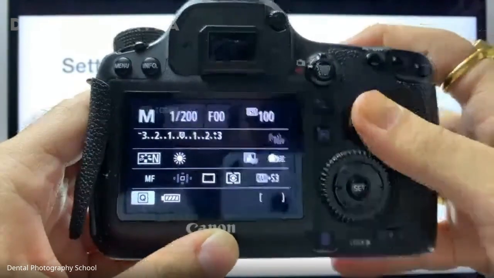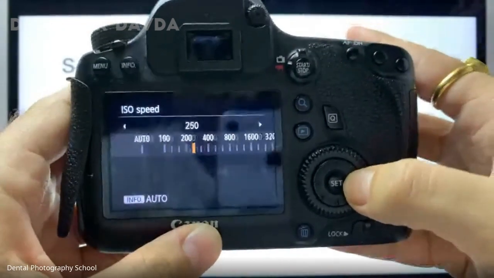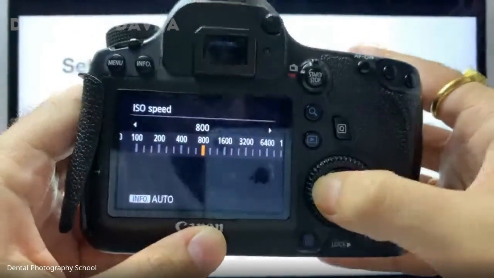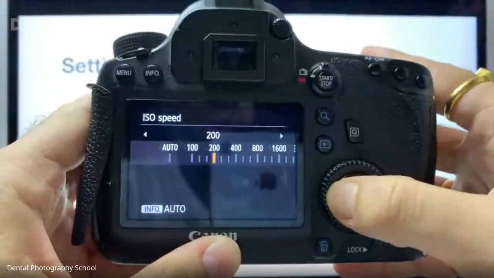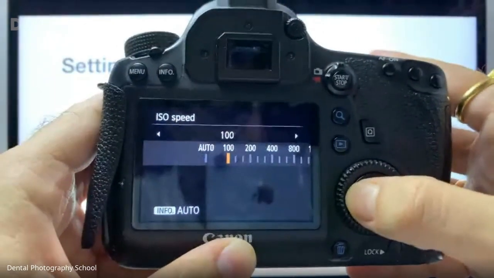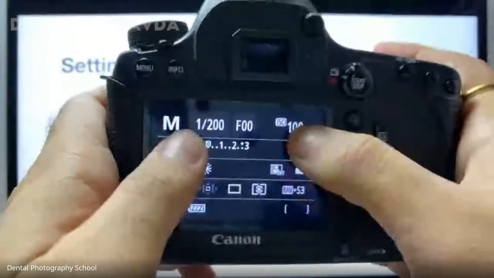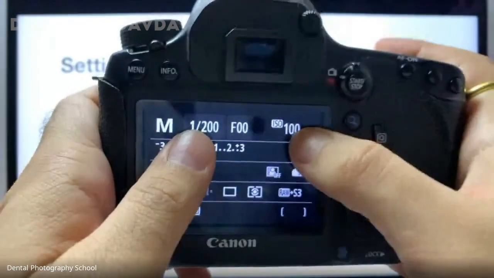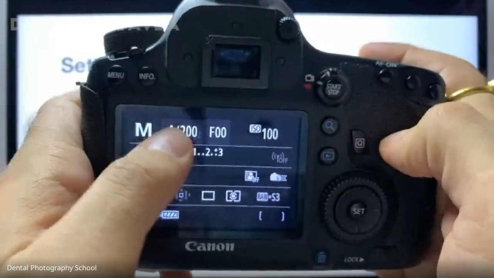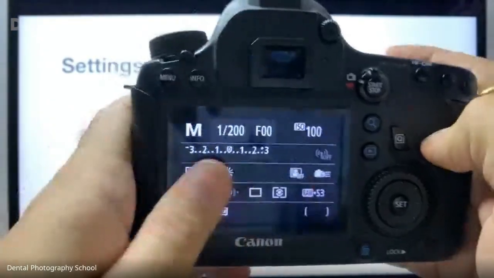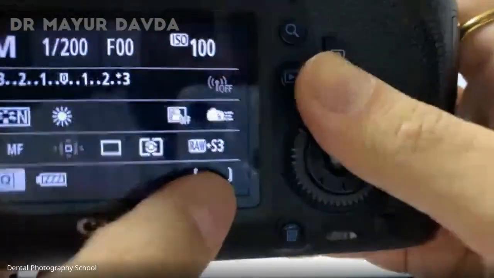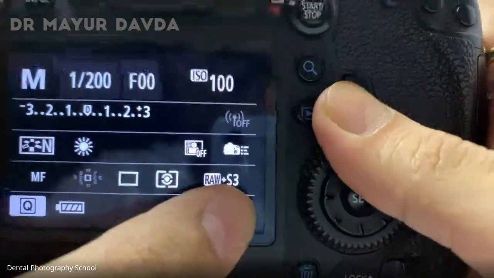And if I want to change ISO, I can select the ISO from here. So I can go to ISO 800, I can go to ISO 100, whatever I want, but I don't play with it. I just keep these two settings constant, ISO at 100 and shutter speed at 1 by 200. All these settings are not really important for you if you are shooting on RAW.